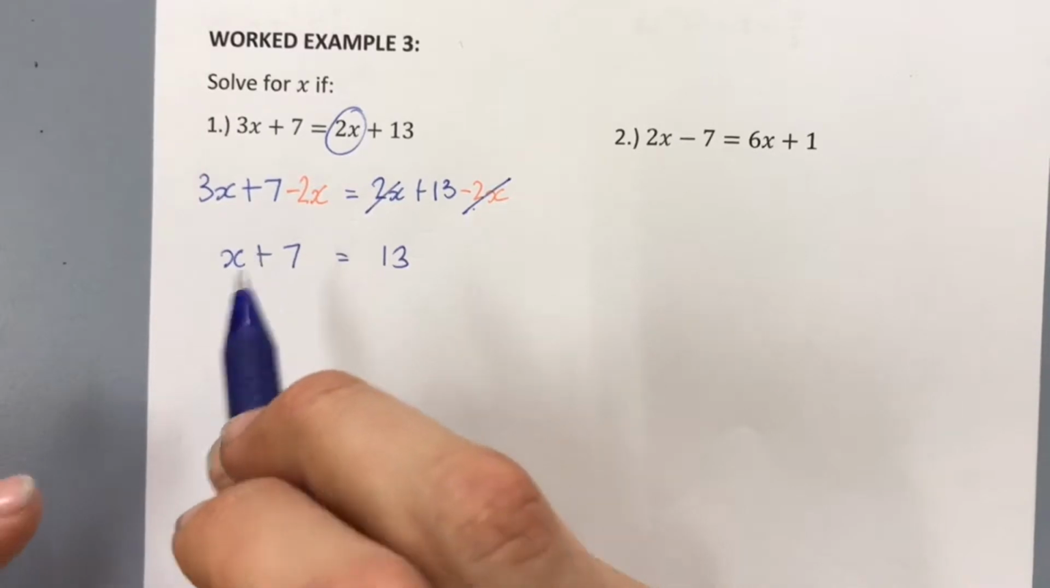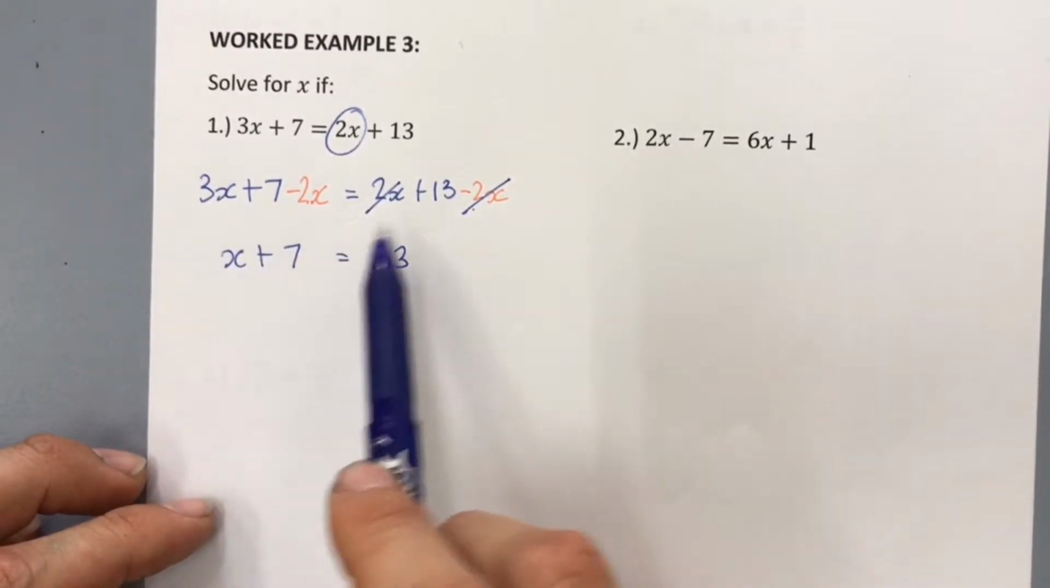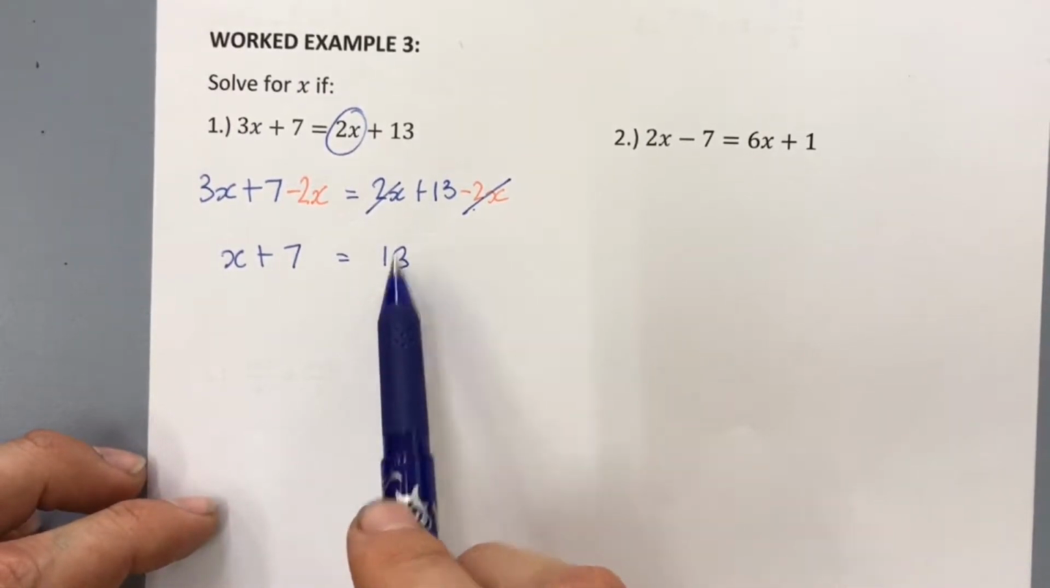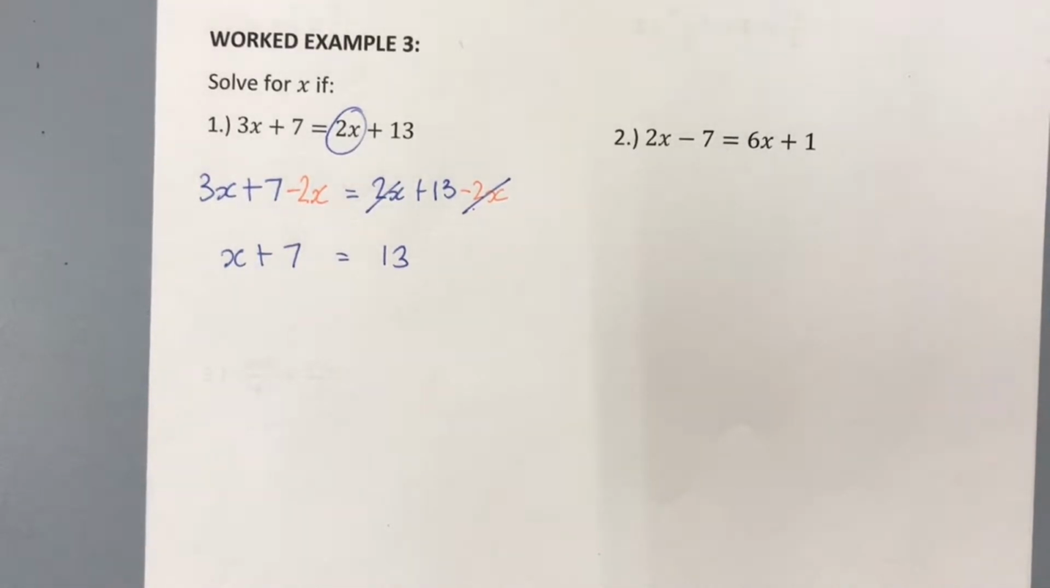Yep. So 3 take away 2x gives us x. We've got a plus 7 left over, and there's a 13. Okay, because these two 2x's cancel each other out. One's positive, one's negative. All right?